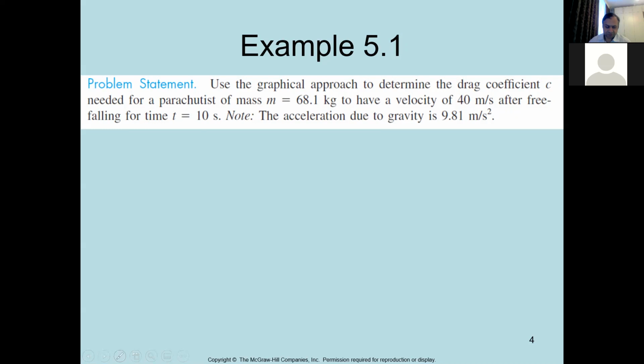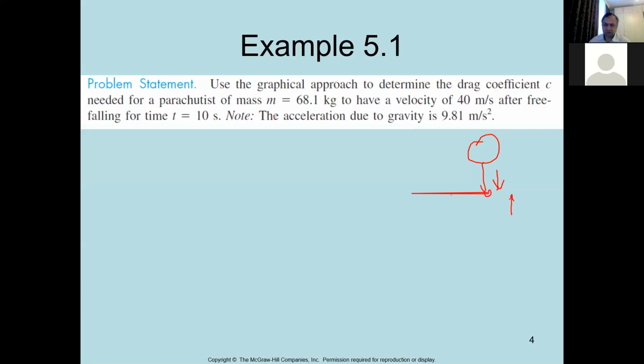For example, if there is a parachutist falling down, as the parachutist is falling, they are accelerating, but due to the friction from the air there will be opposing forces. These opposing forces help to decelerate the parachutist, and in the end the parachutist will fall at a constant velocity. But what will be that drag coefficient?